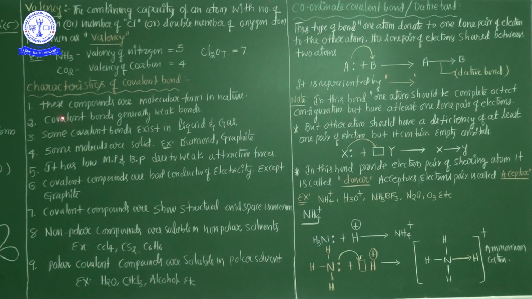Among the remaining characteristics, these compounds are molecular in nature. For example, if you take any covalent bond, it will definitely show molecular form, not atomic form. For example, HCl is a molecule. Cl2: even different atoms combined together form a molecule, and the same atoms combined together also form a molecule. For example, Cl2, Br2, I2, F2. These are all molecular forms of the covalent bond, because in Cl2 a single bond is there between chlorine and chlorine. Similarly HCl, HBr, HF.